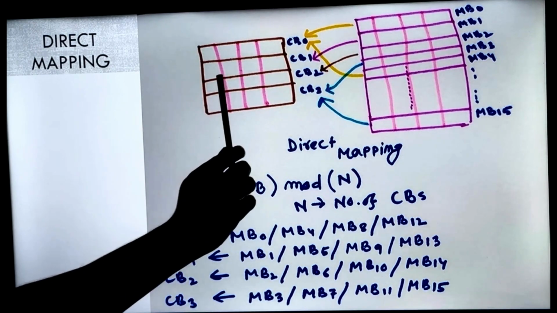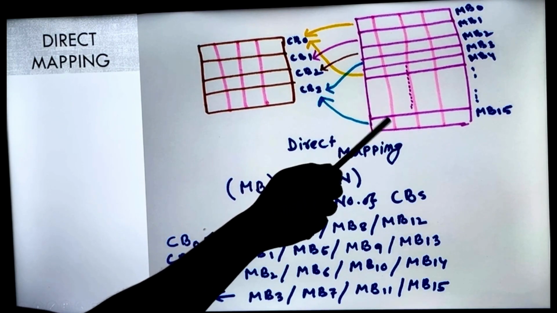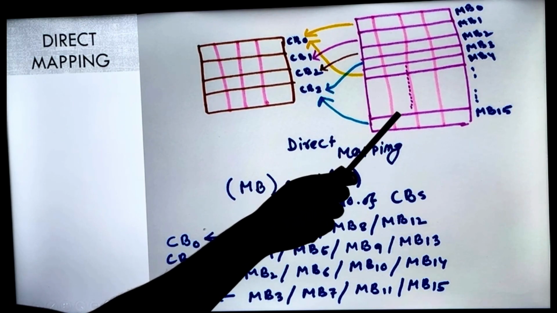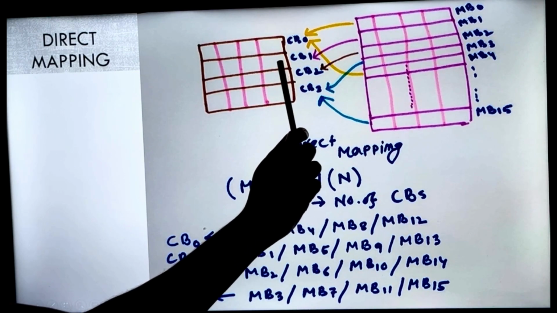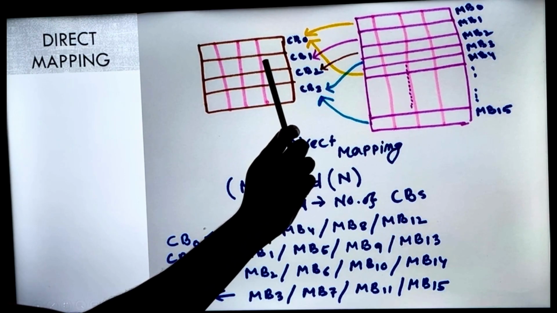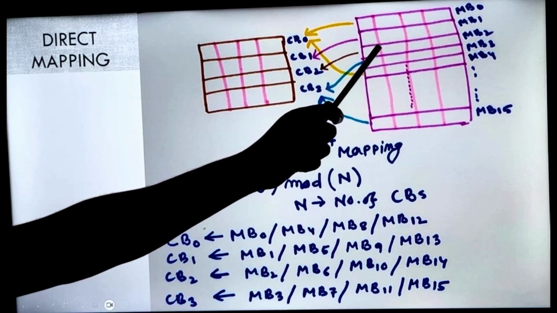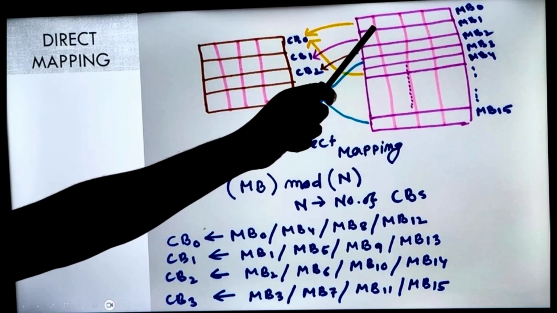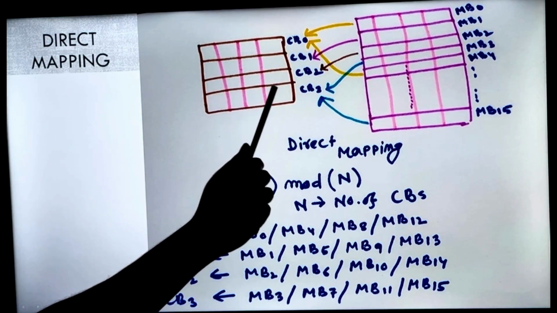As we know, our cache memory size is much smaller than our main memory. It means I cannot store everything. I cannot store all the memory blocks in my cache blocks, right? I can store only some minimum amount of information, not everything. Now the question is, I want to store this memory block 0, MB0, in my cache memory. The question is, where shall I store it?